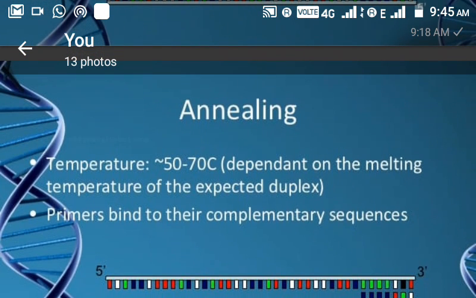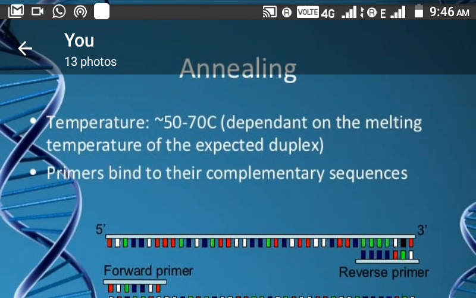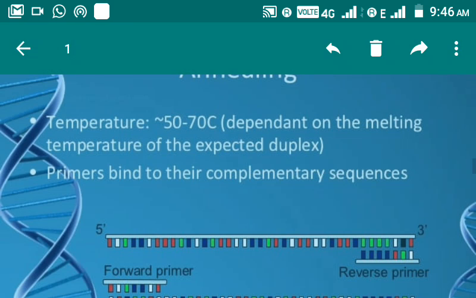The second step is annealing. Annealing means binding of primers to the template. Temperature is 50 to 70 degrees. Primers bind to their complementary sequence. As you can see in the diagram, there are two strands which are separated, and at the 3' end of each strand there is a binding of primer. There will be two primers, one is the forward primer and the second is the reverse primer.